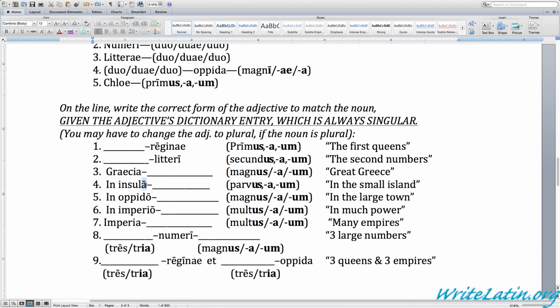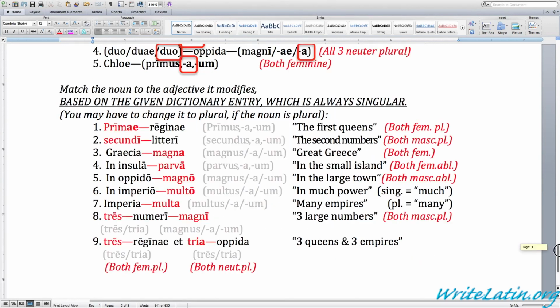In insula parva. Hopefully by this time you can start to just not even think through masculine, feminine, or neuter. And not even think through nominative or ablative. And not even think through singular or plural. Hopefully you can just match endings, or better yet, match meanings. Oppido magno. Imperio. Well, let's just put the answers up, down low, and you can read the reasons. And then I'll scroll up.